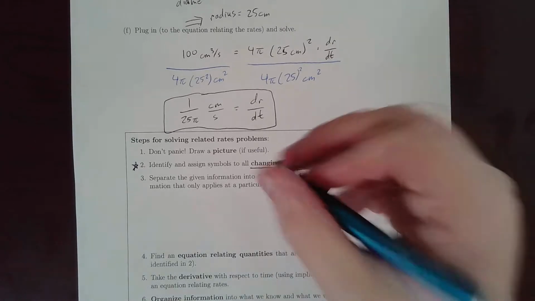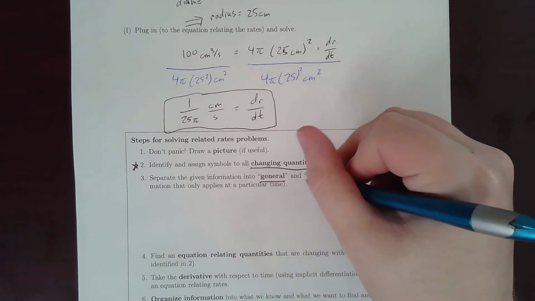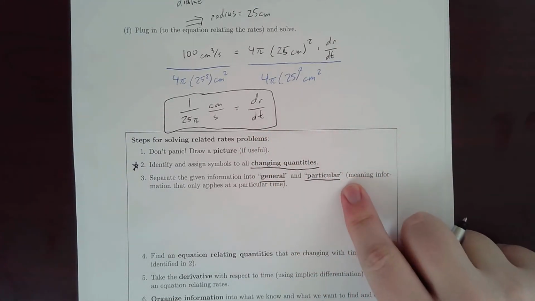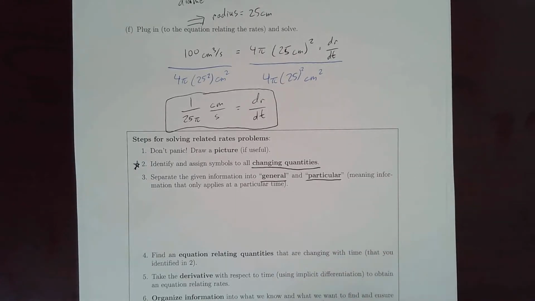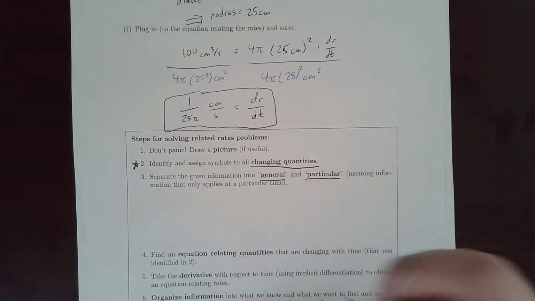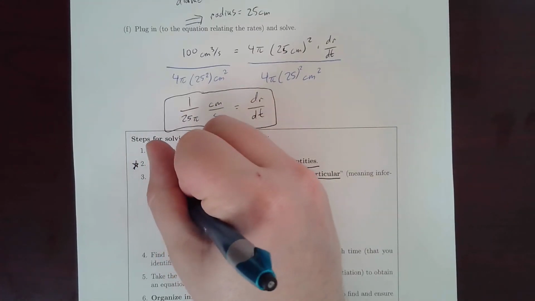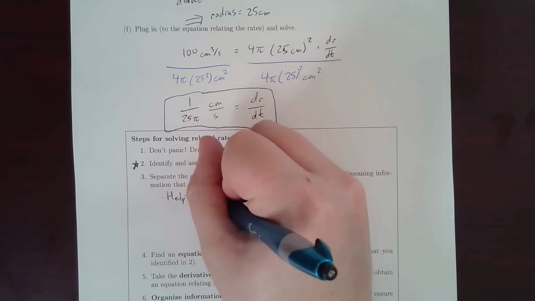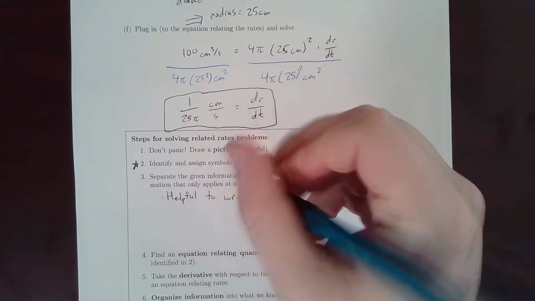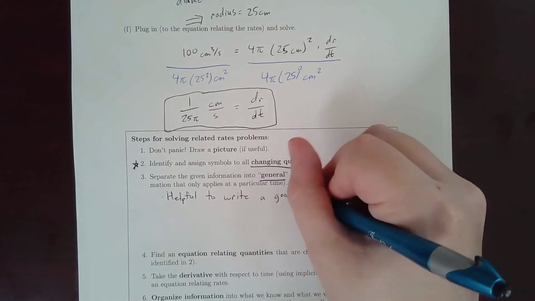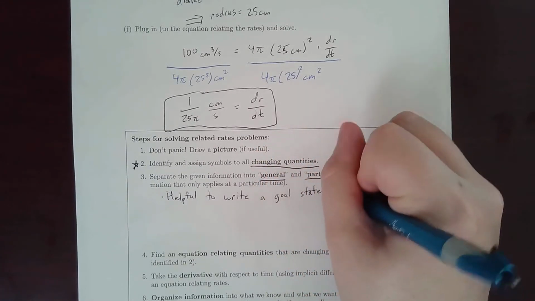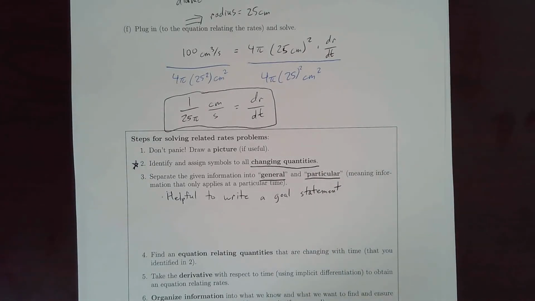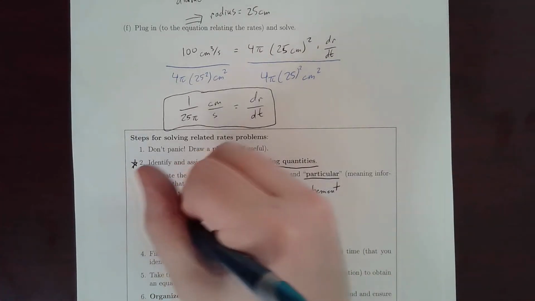Next, you'll want to separate your information into what you know in general and what's particular to this problem. So in our case, we said that 50 centimeters as the diameter was something that we were looking at. Typically, the particular information is things that only apply at some particular time. It can be helpful in this step to write a goal statement, so that way you can keep track of what it is you are trying to find. It also is something where you can try to plug in any general information, only the general information.